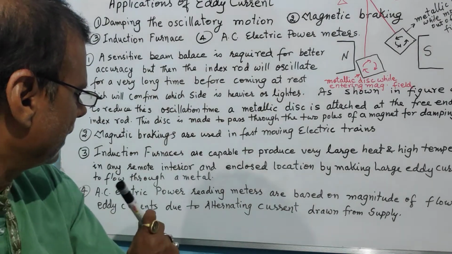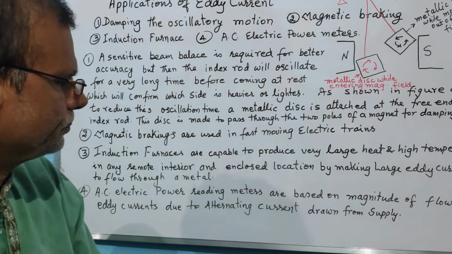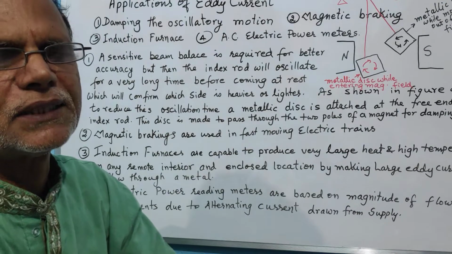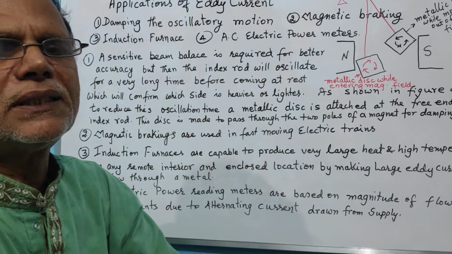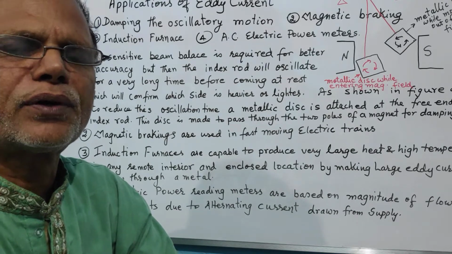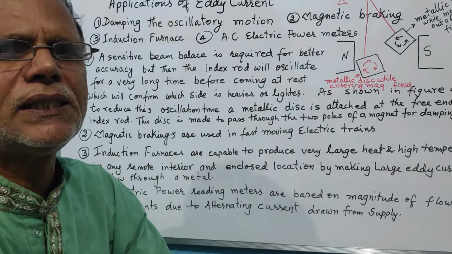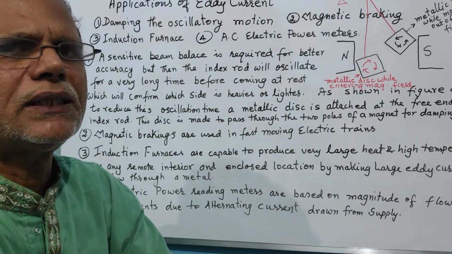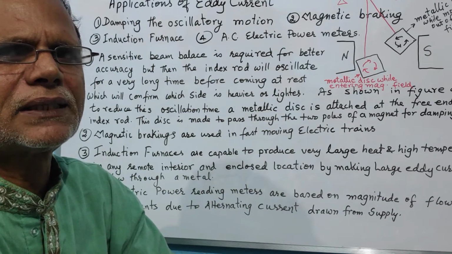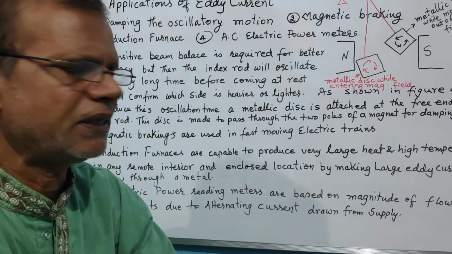The fourth one is AC electric power meter reading. We use the eddy currents to measure the flow of AC current drawn from the source. However, we have now switched over to digital AC meters which are based on semiconductor chips, and we shall be talking about semiconductors in the coming chapters.